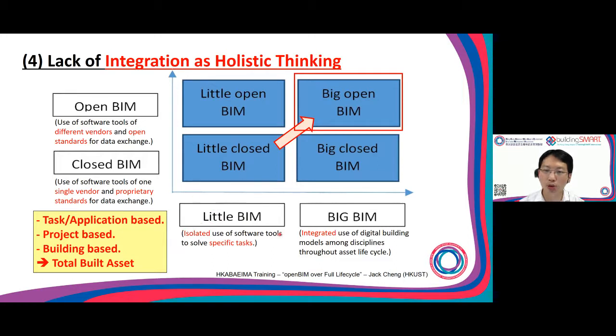And what we want to achieve is a big BIM. Big BIM means that it's a single BIM model, and then it can fit many different purposes of the project. And this is what we hope to achieve, a big open BIM. Use open BIM standard so that we consider the whole infrastructure, not only a particular building, particular component, or particular task as an individual.